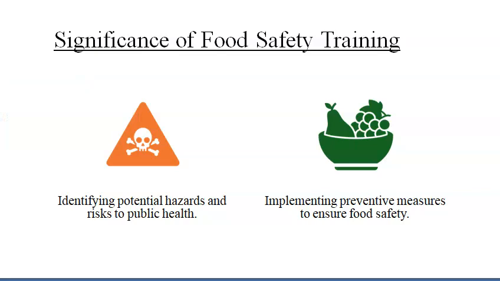Now we're going to discuss the significance of food safety training, or the importance of food contamination and naturally occurring toxins for food safety training. It is basically to identify potential hazards and risks to public health and to implement preventive measures to ensure food safety.